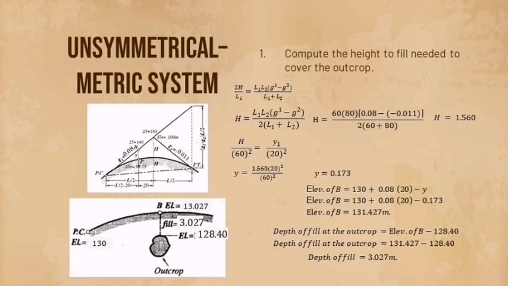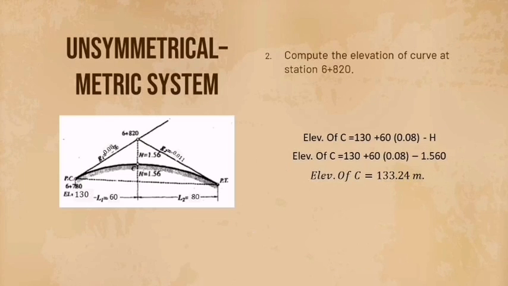131.427 meters. To get the depth of the fill at the outcrop, we must subtract the elevation of B and 128.40. Our elevation of B is 131.427 minus 128.40, which equals 3.027 meters. So for number 2, compute the elevation of the curve at station 6 plus 820.